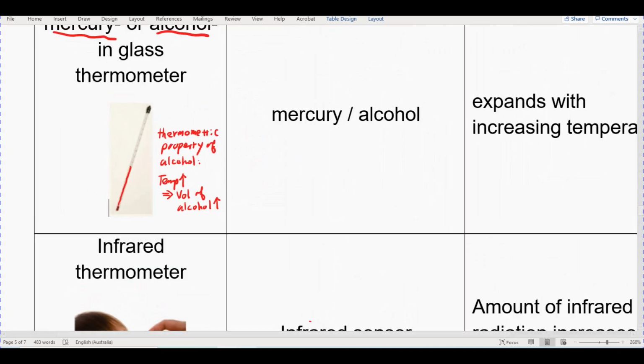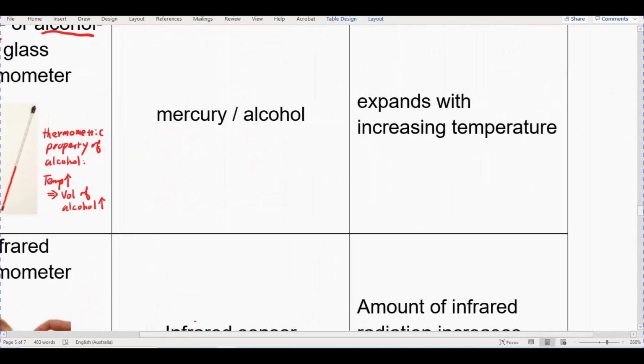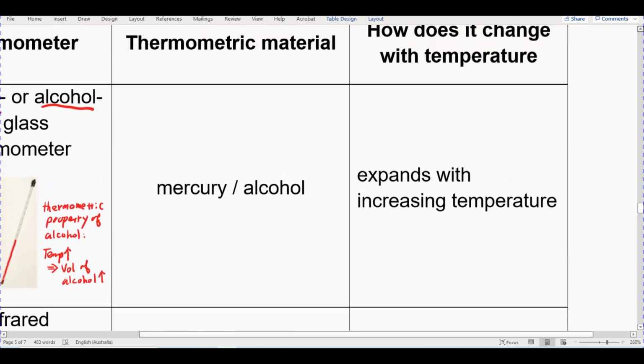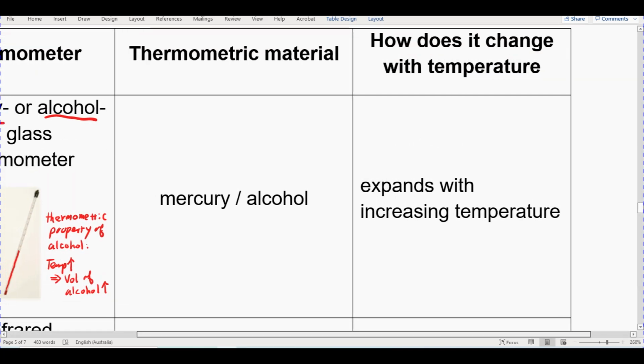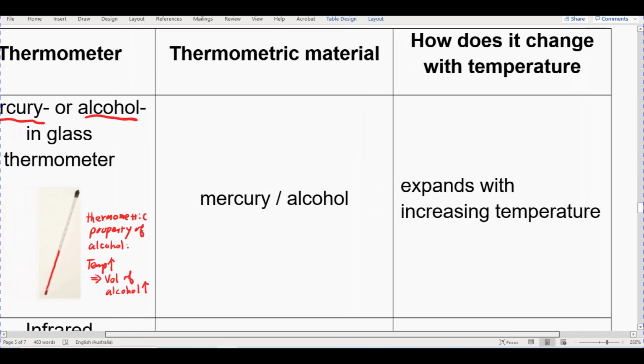Okay, so that's why we have a thermometric material, like mercury or alcohol. So how does it change with temperature? It expands with increasing temperature. That's what we call thermal expansion. Okay.